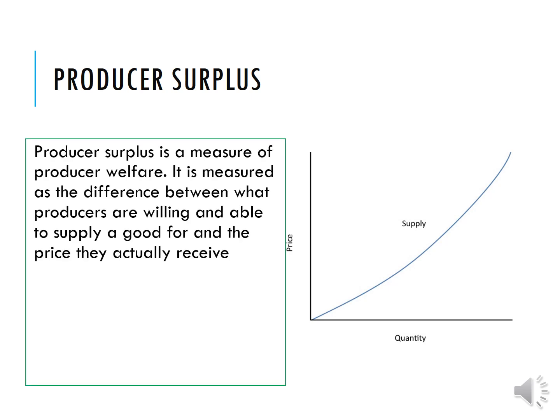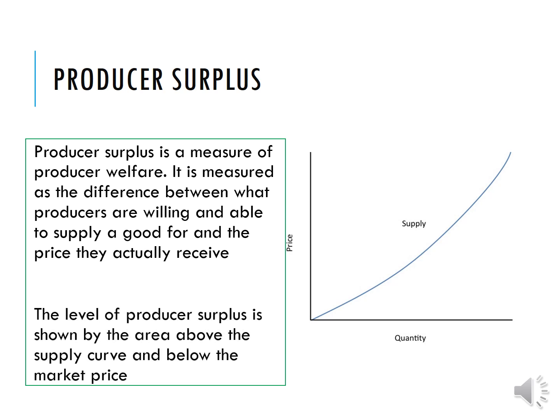Producer surplus is a measure of producer welfare. So we're thinking about it from firms' or businesses' point of view now, and it is measured as the difference between what producers are willing and able to supply a good for, the price at which they're willing and able to supply, and the price they actually receive. The level of producer surplus is shown by the area above the supply curve and below the market price.